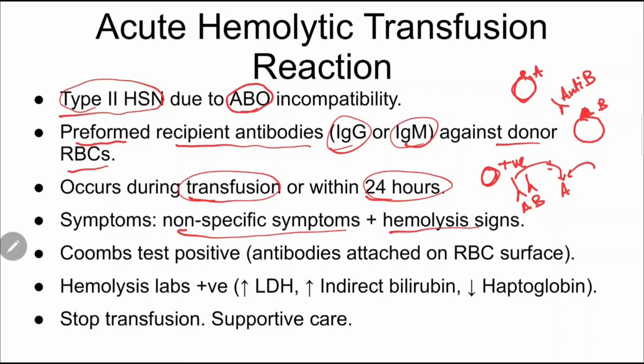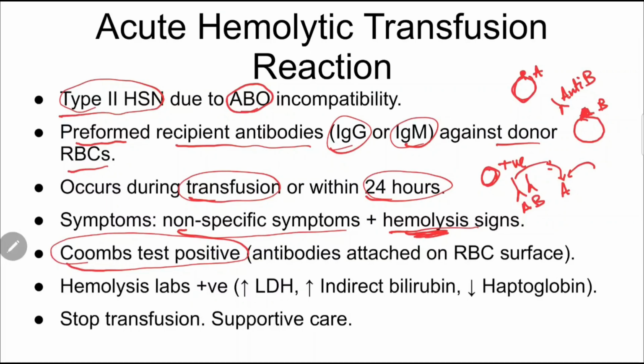The reason being because, like I said before, you have antibodies that are against the RBCs. So hemolysis signs are going to be things like hemoglobinuria, right? Because when you have increased hemoglobin in the blood, it comes out into the urine. And there's also going to be a positive Coombs test. So what is the Coombs test? I've talked about this before.